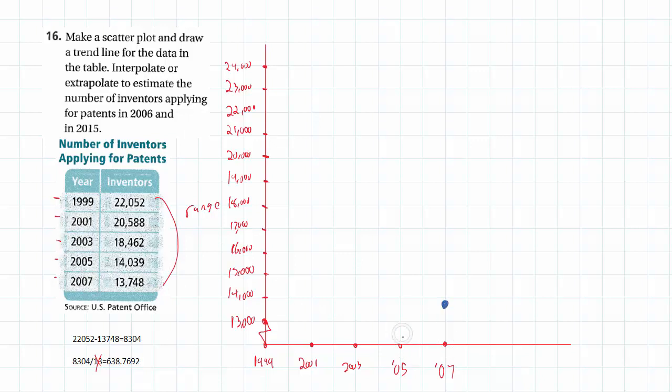But for here, for the scatter plot, I'm just going to roughly plot these points, and it's not going to be perfect. The only way to really do it perfect is to do it on a computer or a calculator, which I will show you how to do. But I'm just roughly plotting these points on there. And to make a trend line, if you're doing it by hand, it's not an exact science. You just kind of make a line that goes through the points.